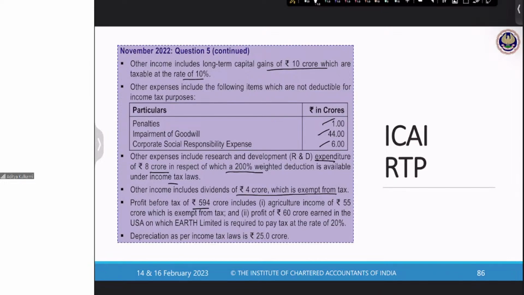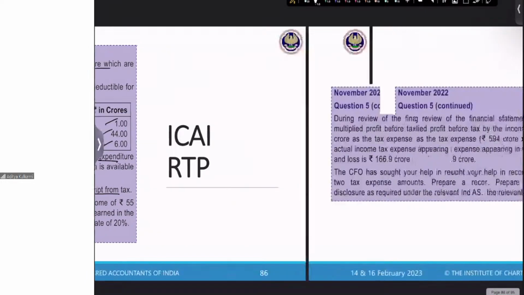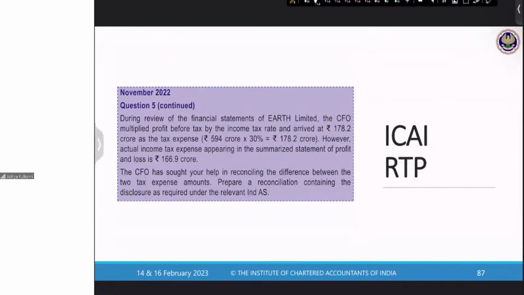Profit of 60 crore earned in US, on which Earth Limited is required to pay tax at 20%. Depreciation as per income tax laws is 25 crores. During the review of the financial statements, the CFO multiplied profit before tax by the tax rate, arrived at 178.2 crore as the tax expense. However, actual income tax appearing in the summarized statement is 166.9 crores. CFO has sought your help in reconciling the difference between the two tax expense amounts.